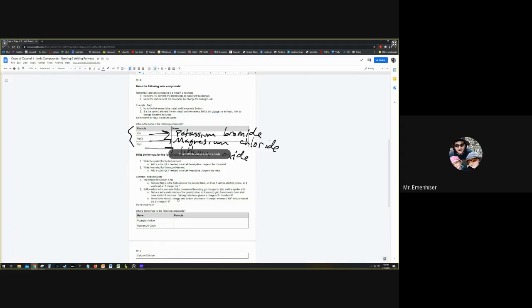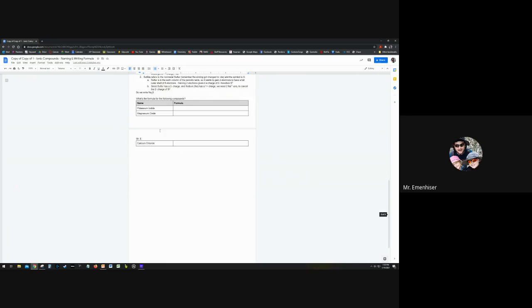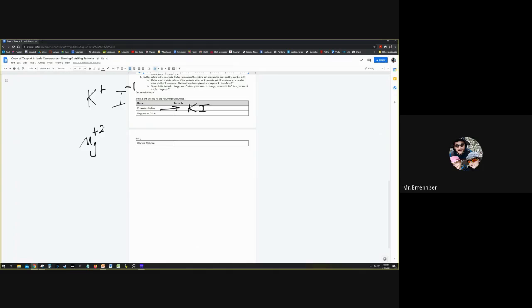Now let's do the formulas. Potassium iodide. All right, let's look at potassium iodide. Potassium is a group 1 metal, so it's a +1. Iodine is a -1, so I have equal and opposite charge as is, so I just put them together. KI is the formula. Now the next one, magnesium oxide. Magnesium is a +2 because it is in group 2. Oxygen is in group 6, so it's a -2. Equal and opposite charge, just write the formula. MgO. Just put it together.